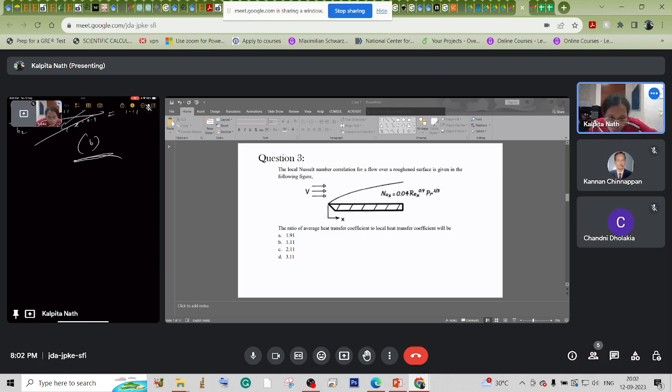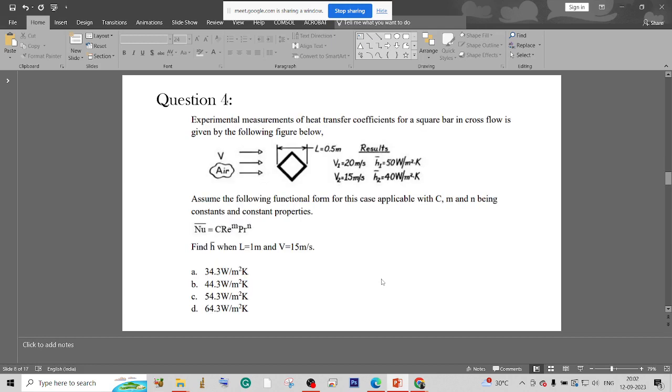Okay, so now let us proceed to the next question. The experimental measurement of heat transfer coefficient for a square bar in cross flow is given by the following figure. The length is 0.5 meter. It's already given, and two velocities are given. For each velocity, the corresponding average heat transfer coefficient is given.